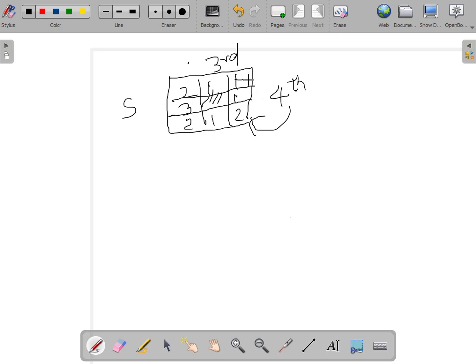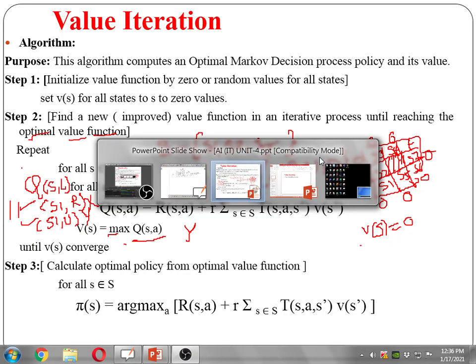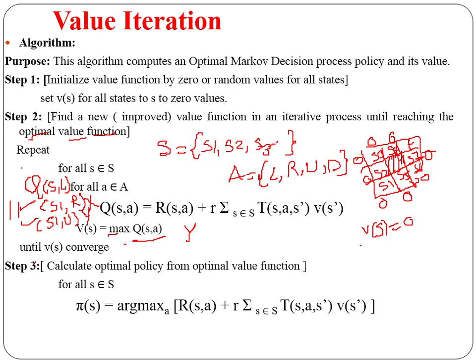Because the value you got at the third iteration, the same value you are getting in the fourth iteration also. That means there is no update between the fourth and third iteration, so you can say it has performed the convergence process. This convergence process will assure that the policy has been updated. So that's why you have to perform until V of S is converged.